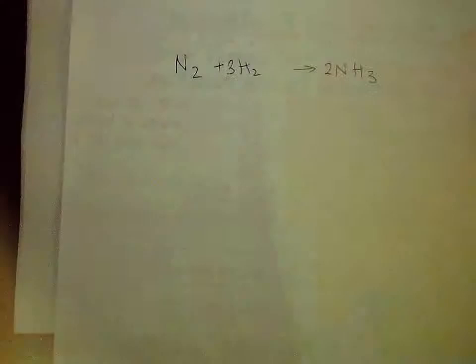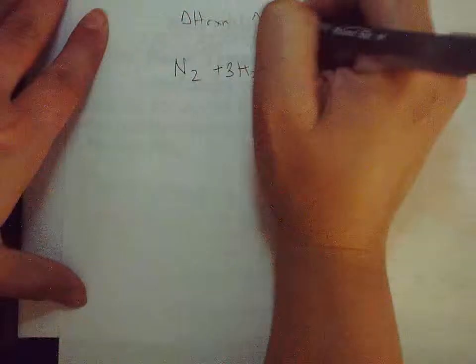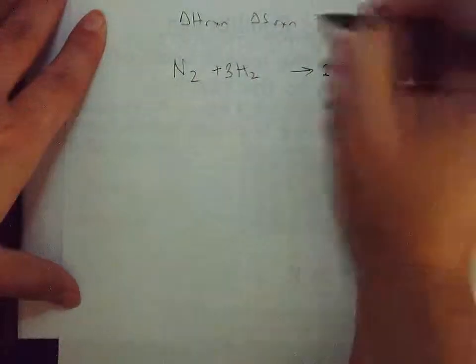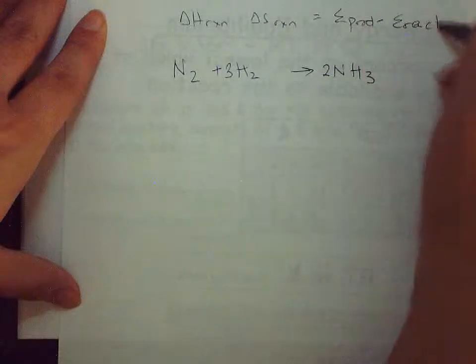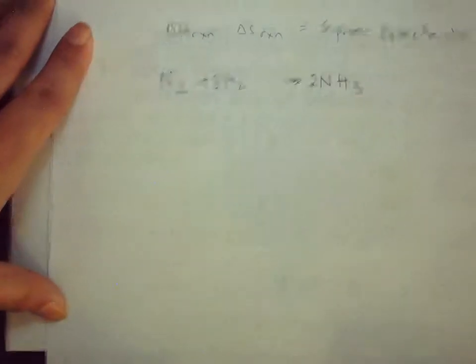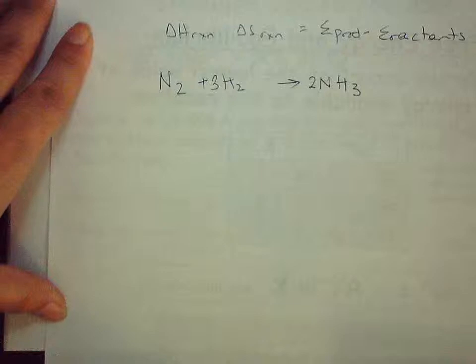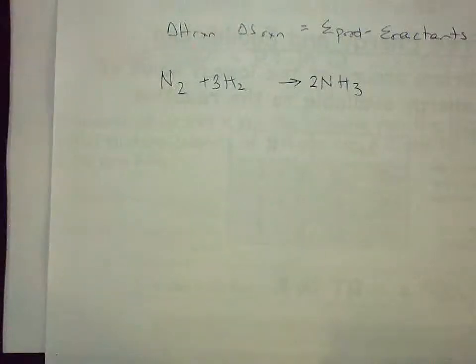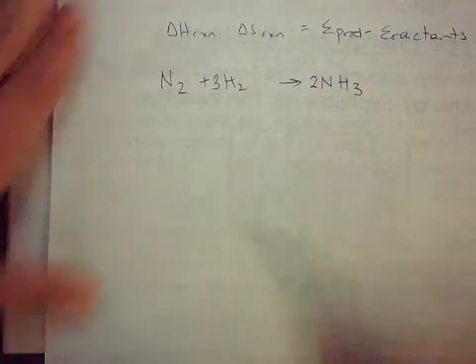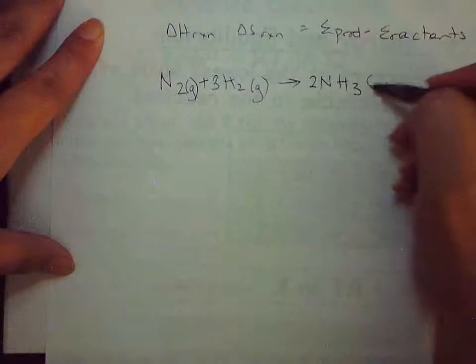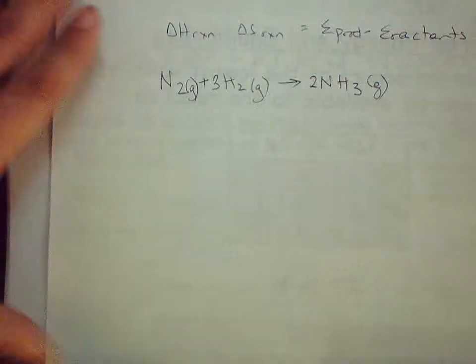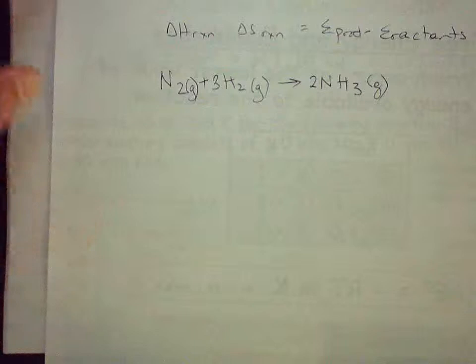How do you use this table? How did we use this table before to figure out the delta H of a reaction or the delta S of a reaction? Didn't we do the sum of the products minus the sum of the reactants? Well, we can do the same thing for delta G using that column. So I'm going to look up the value for delta G for N2, and it has to be in the same state that it was given to me in the equation. This reaction is called the Haber process. It's all gases that I'm playing with here.